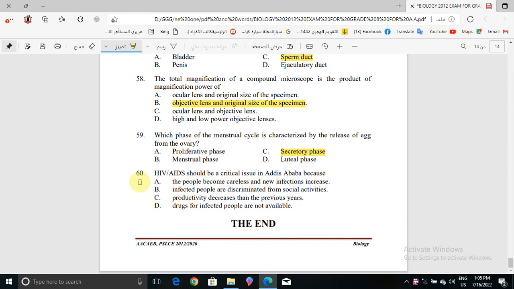Okay, now in question number 60, HIV/AIDS should be a critical issue in Addis Ababa because what? The people become careless and new infections increase, or infected people are disconnected from social activities, or productivity decreases in the previous years, or drugs for infected people are not available. The correct answer is that the people become careless and new infections increase, and this is a problem in the community, and this is a critical issue. So choice A is the correct answer for question number 60, and this was the last answer for the last question in this model.